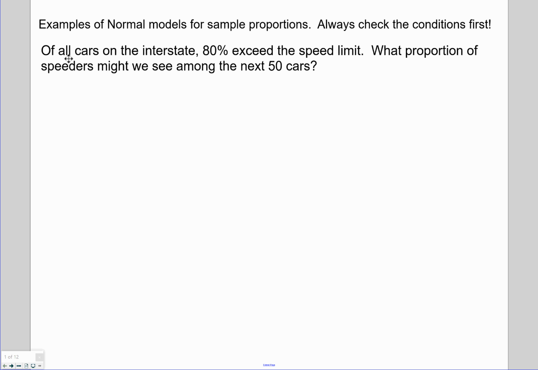Emmanuel, do you mind reading the two little sentences here? "Of all cars on the interstate, 80% exceed the speed limit. What proportion of speeders might be seen among the next 50 cars?" Okay, so the first thing I ask myself is, is this an actual sample? Did somebody go out to the highway with a radar gun and find 50 cars and measure their speed? No. So this is not from an actual sample.